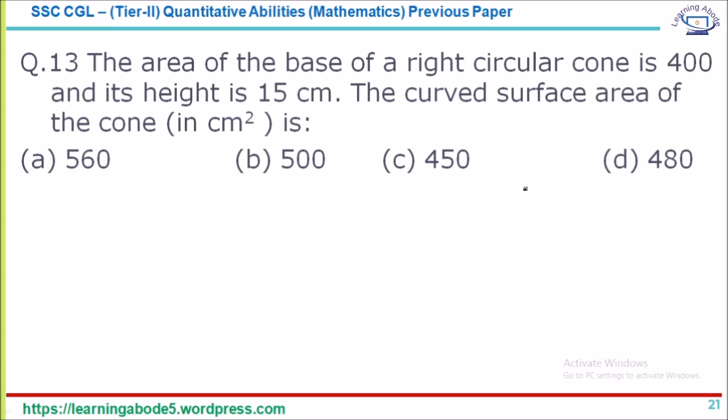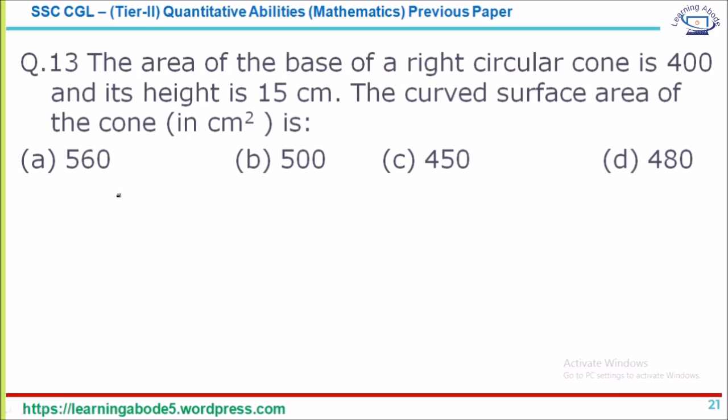The area of the base of a right circular cone is 400 and its height is 15 centimeter. What is the curved surface area of the cone? Okay. Now, the area of the base of a right circular cone is 400.